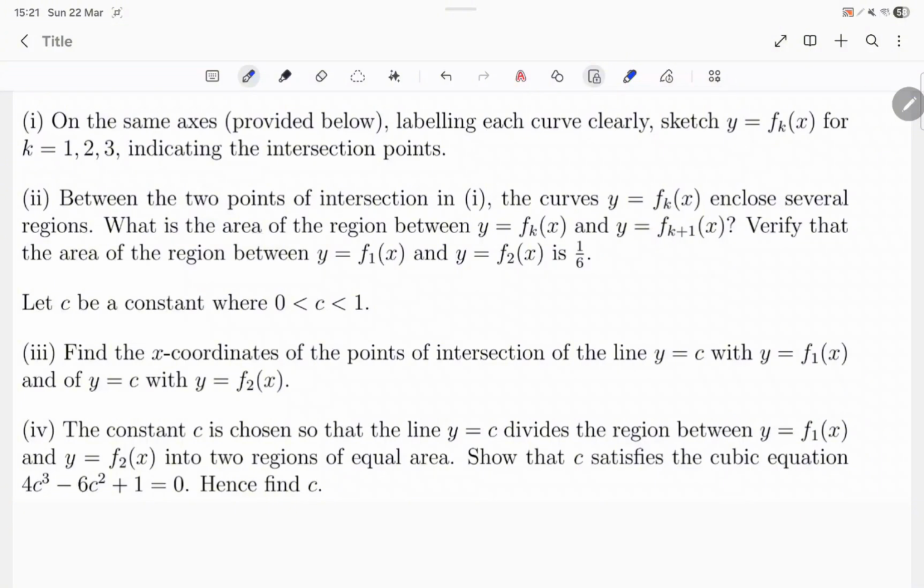Part 4. The constant c is chosen so that the line y equals c divides the region between y equals f1 of x and y equals f2 of x into two regions of equal area. Show that c satisfies the cubic equation 4c cubed, take 6c squared plus 1 is equal to 0, and hence find c. Pause the video to have a think, and once you're ready, restart to see if you were correct.